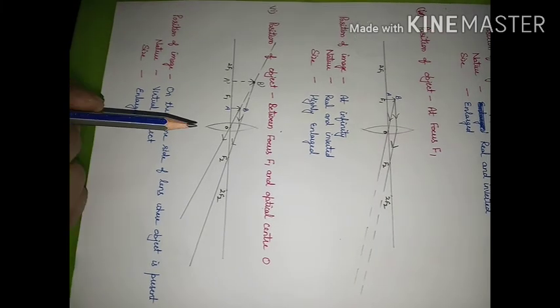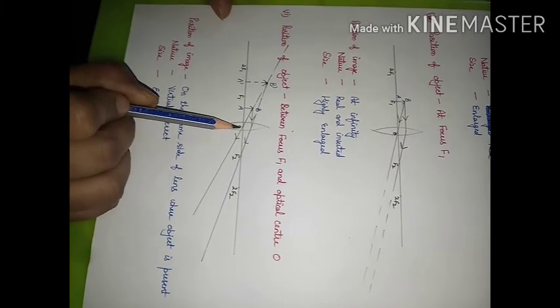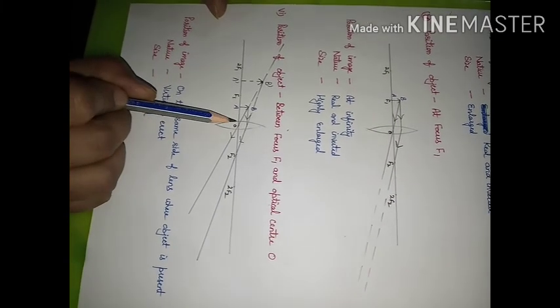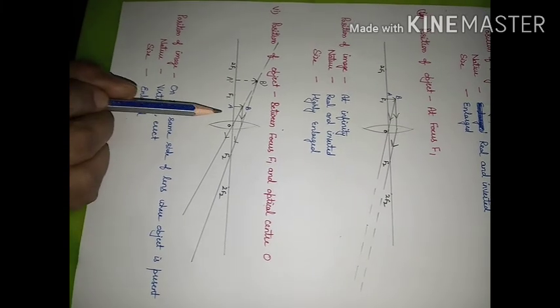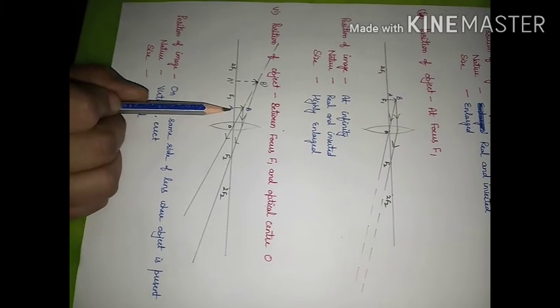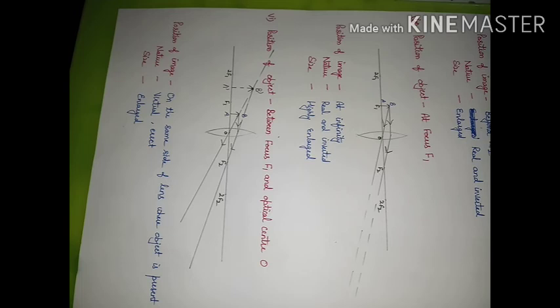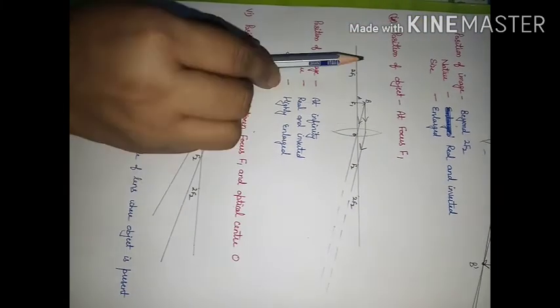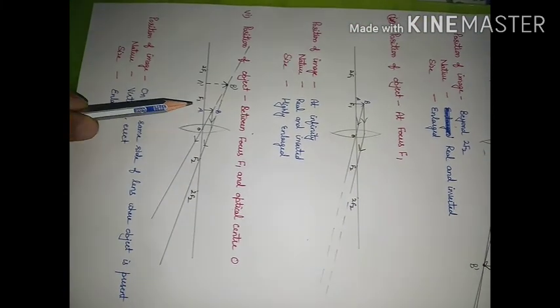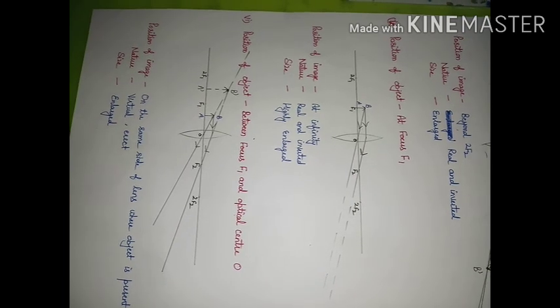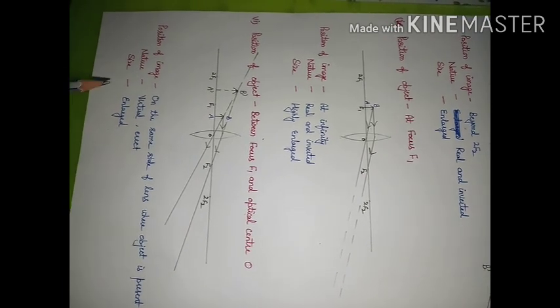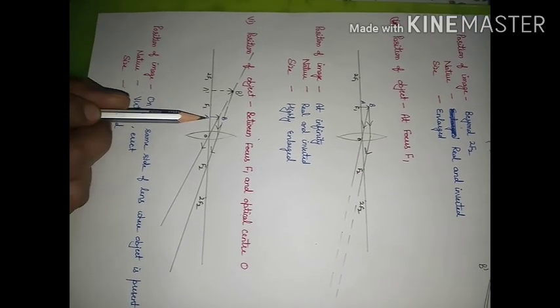So when the object is kept between O and F, the image formation will be virtual and erect. Image will be formed on the same side where you have kept the object. In all these 5 cases, image was this side, object was this side. This is the case only where image and object both are going to be at the same side, and size of image will be greater than size of object.